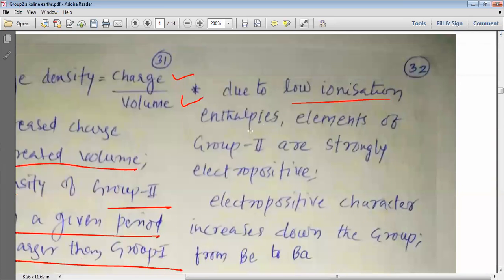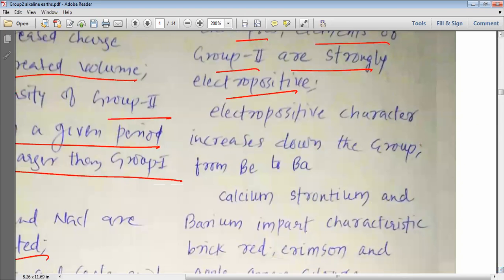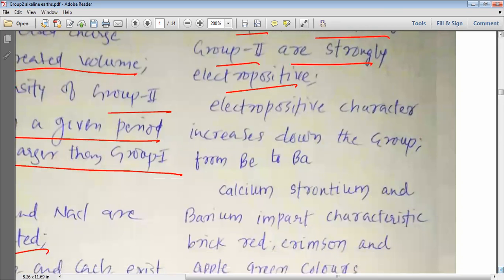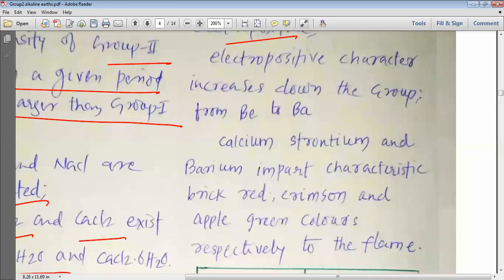Due to the low ionization enthalpies, elements of group 2 are strongly electropositive, as compared to the metals of the P, D, and F blocks. Electropositive character increases down the group. If you go down the group, the electropositivity increases because the last electron is filled away from the nucleus, so it is easy to remove. That is why going down the group, the electropositive or metallic character increases.